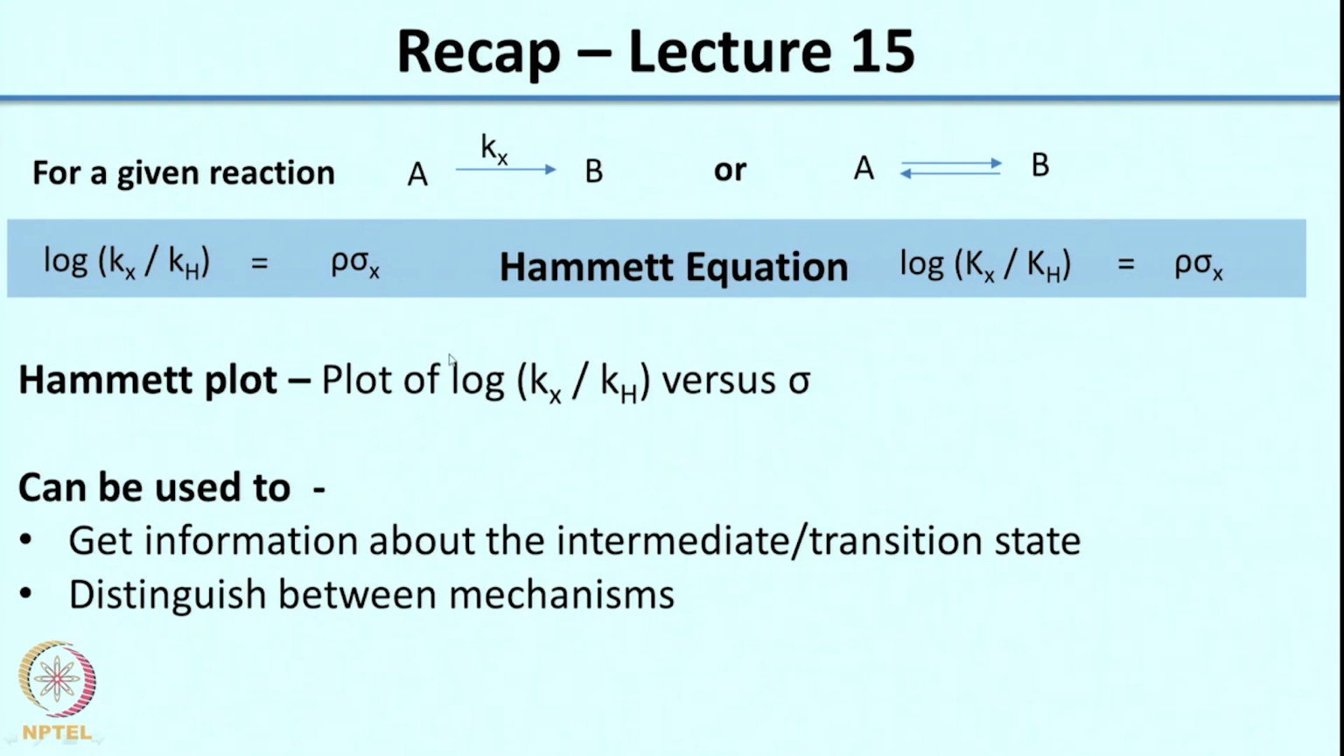We had looked at how this could be used to get what is called a Hammett plot for a reaction. The Hammett plot is a plot of log of Kx over Kh versus sigma, and the slope of the plot is your reaction constant, which is rho. This could be used to get information about the intermediate or transition state of a particular reaction. We also saw how this could be used to distinguish between mechanisms. We had used this to distinguish between SN2 and SN1 mechanisms.